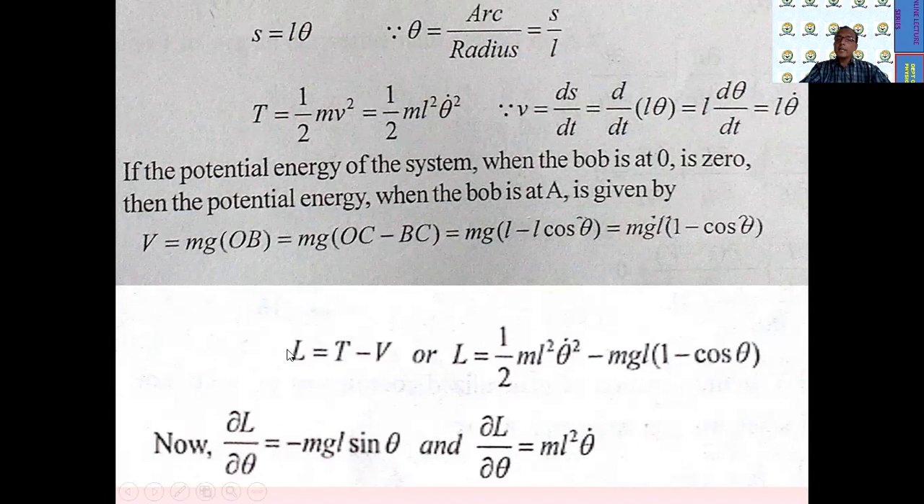Therefore, the Lagrangian function is L equals T minus V. If I put the values here, L is equal to 1/2 m L square theta dot square minus V, that is mgL into 1 minus cos theta. When I simplify this, dou L by dou theta is minus mgL sin theta, but dou L by dou theta dot is equal to m L square theta dot.